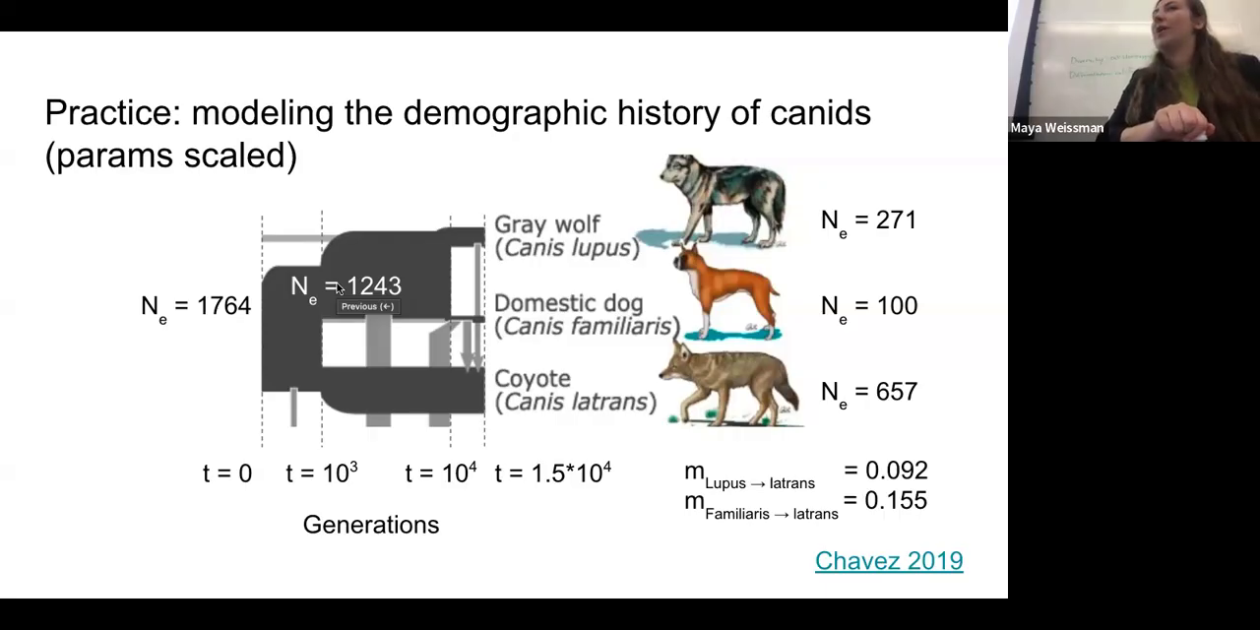Yeah, I have no idea why they got those migration rates, or I do know how they got those migration rates. They were looking at levels of variation. One thing you'll note is that the coyote population is a lot larger than either the gray wolf and the domestic dog population sizes, and so there's just going to happen to be a lot more diversity.